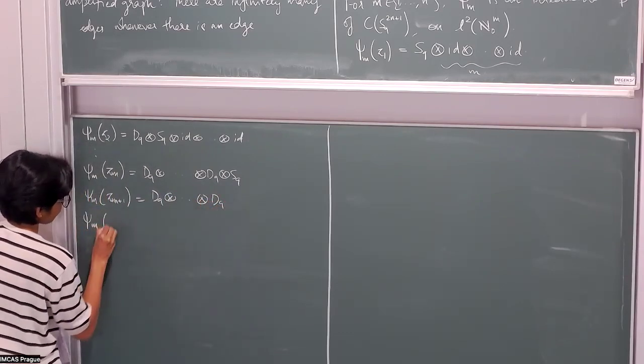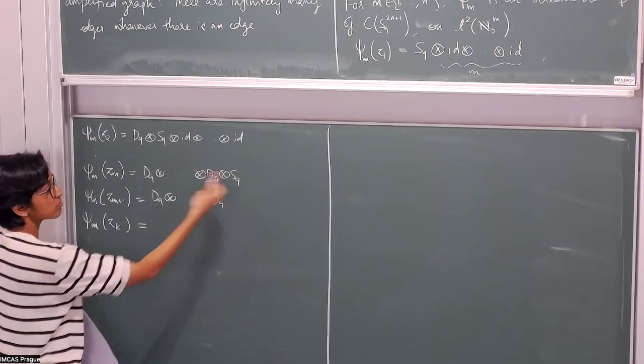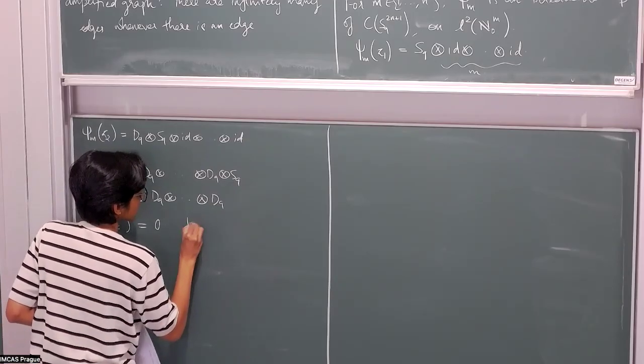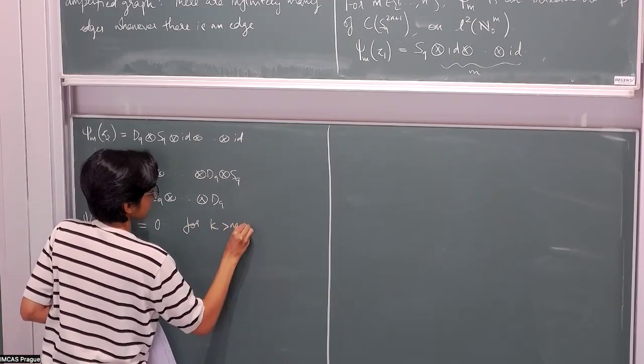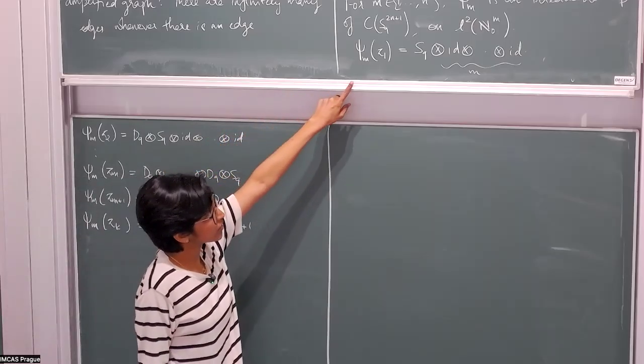And now we don't have any shift to move. So this is just 0 for k strictly greater than km plus 1. So this is all the irreducible representations of the quantum sphere, and we have n many of them.